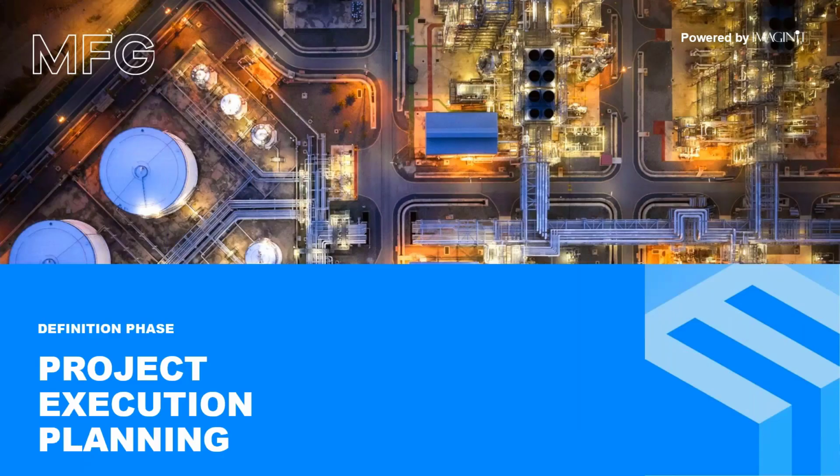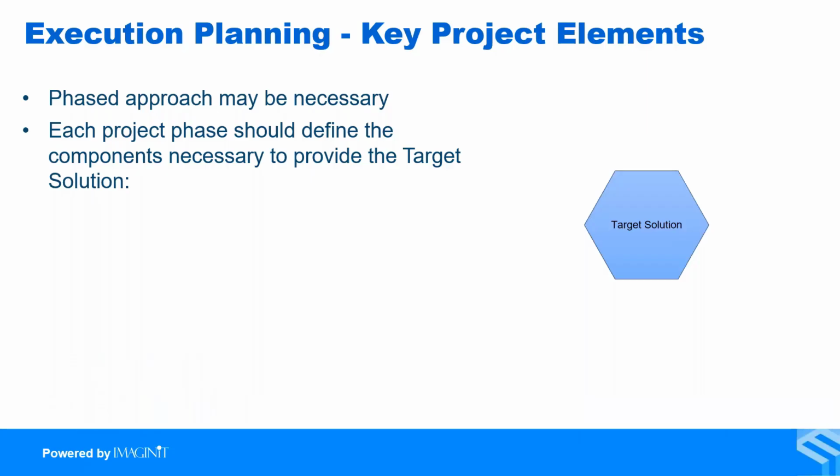Once the architecture is defined, we're ready to start planning the execution. Many projects that we work with take a phased approach. Many of them are too large to be handled in just a single phase, so we have to break them into phases, but each project phase should define the components necessary to provide the target solution. So here's an example of a target solution and the components that make it up.